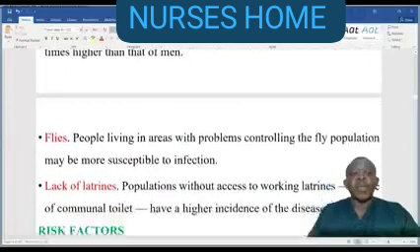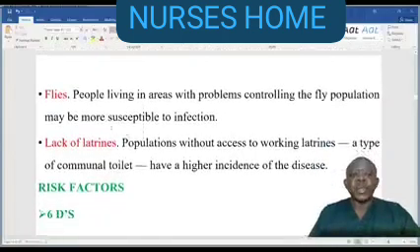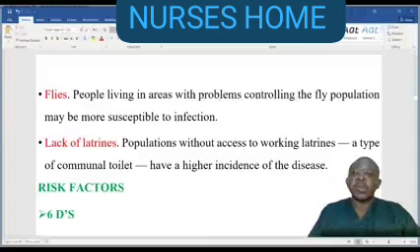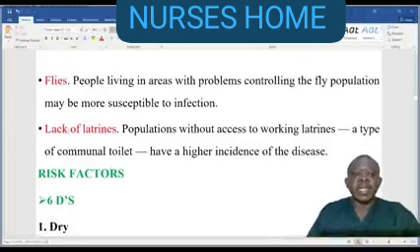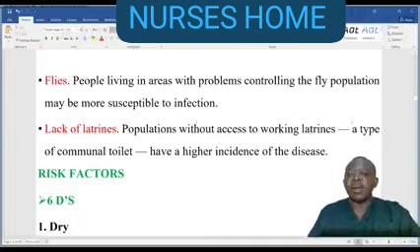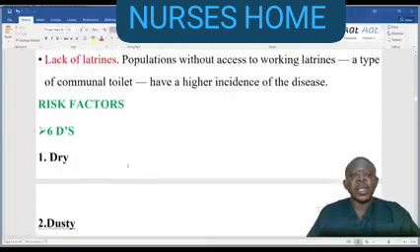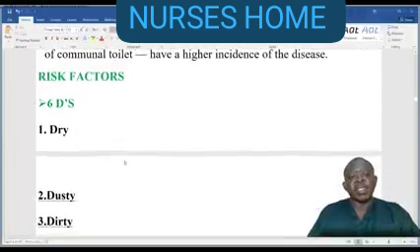Then the other predisposition to trachoma is flies. People living in areas with problems controlling the fly population may be more susceptible to infection. Then the other predisposition is lack of latrines. Populations without access to working latrines, which are a type of communal toilet, may have a higher incidence of the disease. Okay, so now let us look at the risk factors.